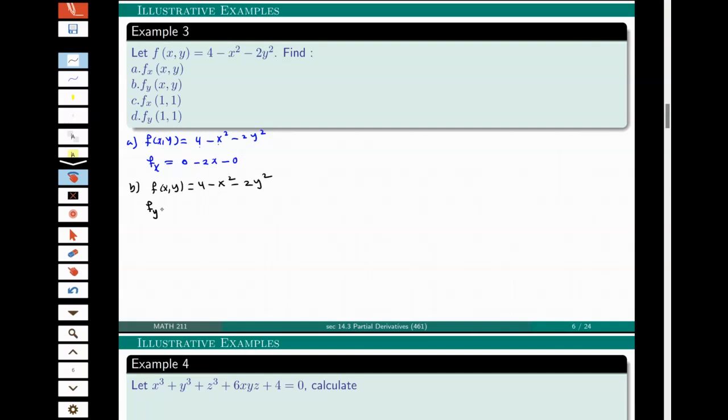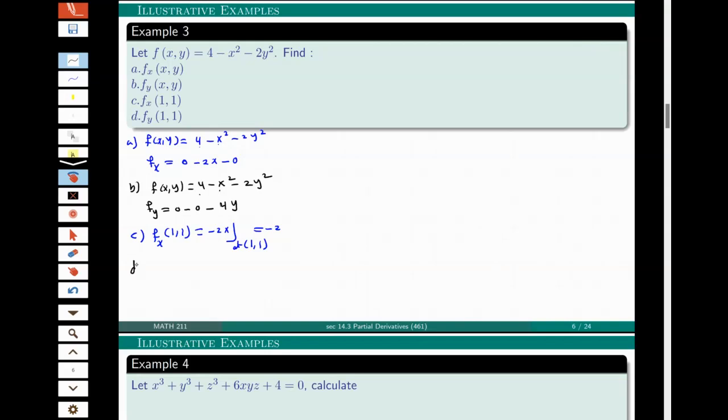What's f sub y? Derivative of 4 is 0, derivative of minus x squared is 0, derivative of minus 2y squared is minus 4y. Now, c, we need f sub x, but evaluated at (1,1). So we have f sub x, it's minus 2x. We want to evaluate it at (1,1). So it will be minus 2.